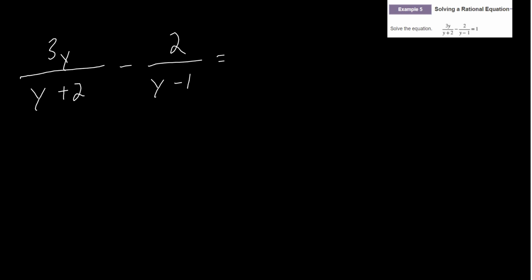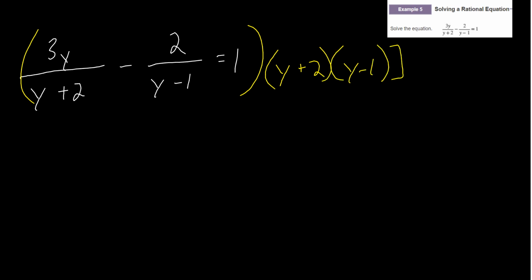Let's go ahead and get rid of the denominators here. So how do we get rid of the denominators? Well, we need to multiply both sides by the least common denominator. So let's write that. We're gonna multiply this entire problem by my least common denominator, which is y plus 2 and y minus 1. So we're multiplying the entire problem by that.